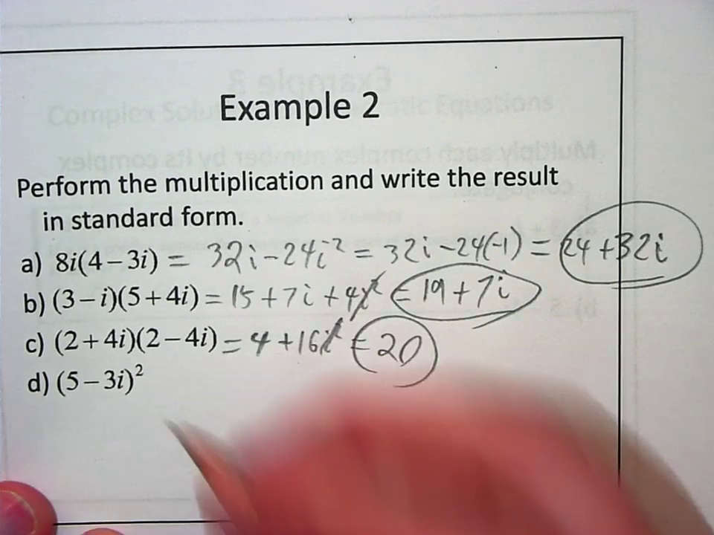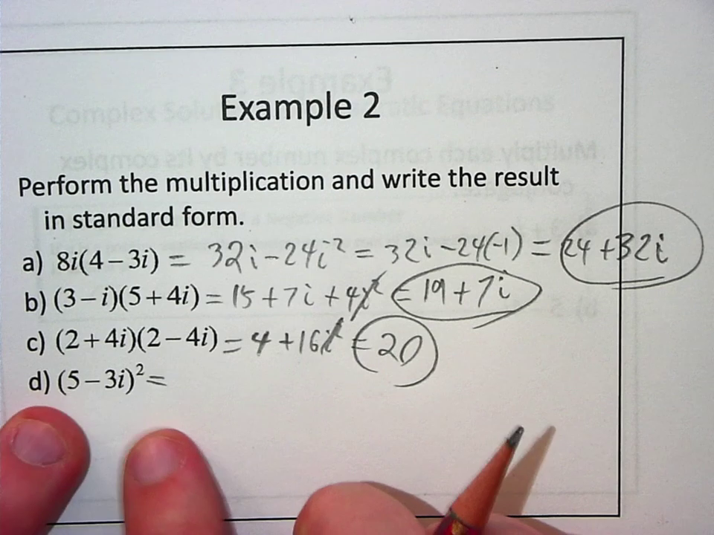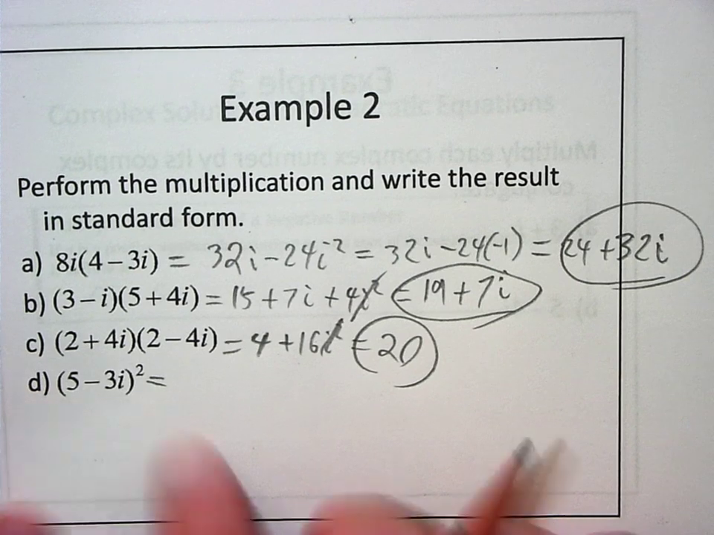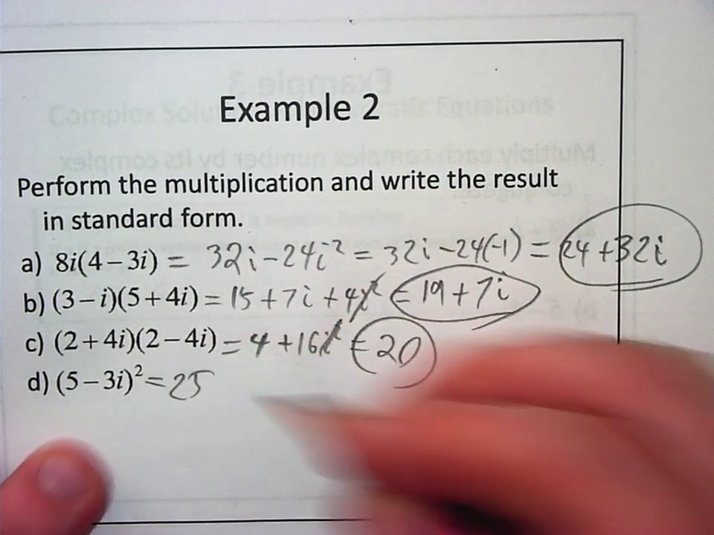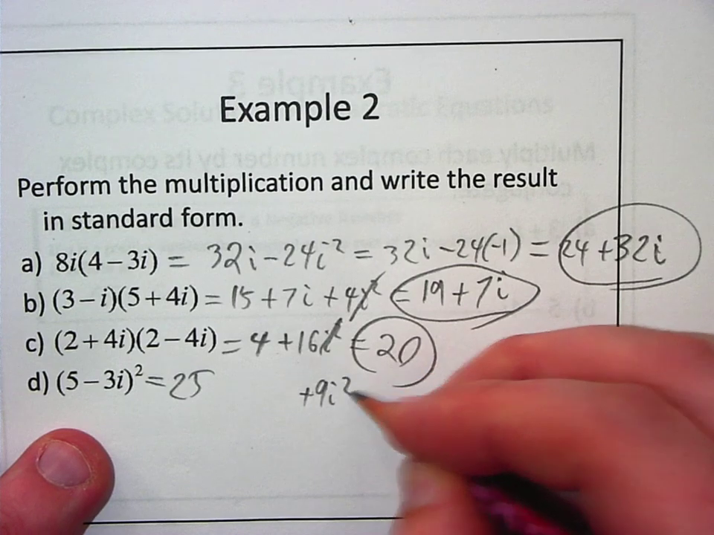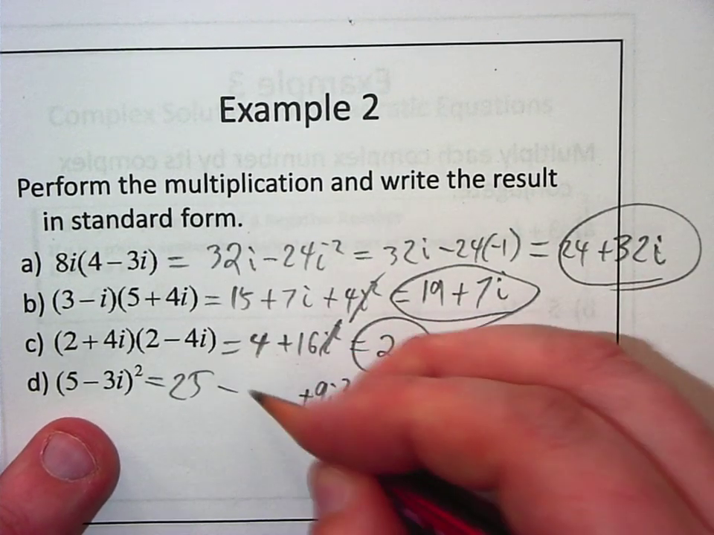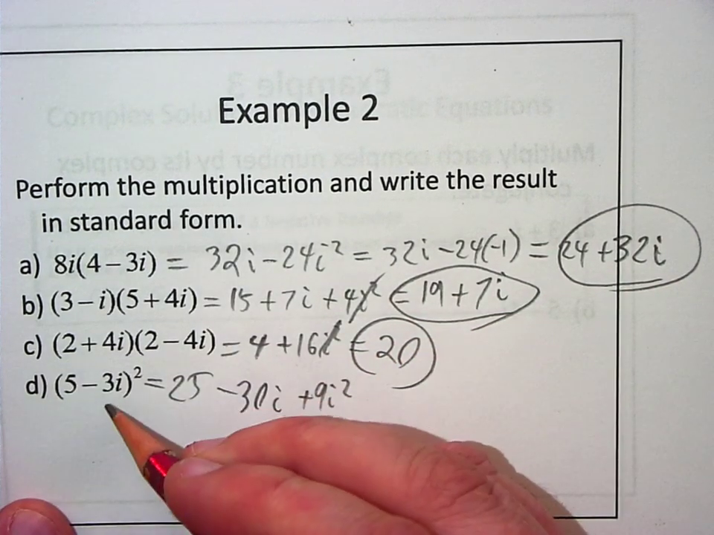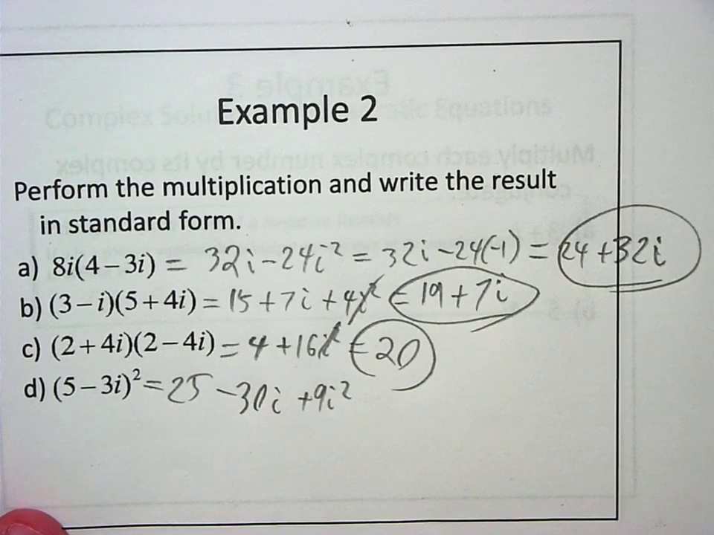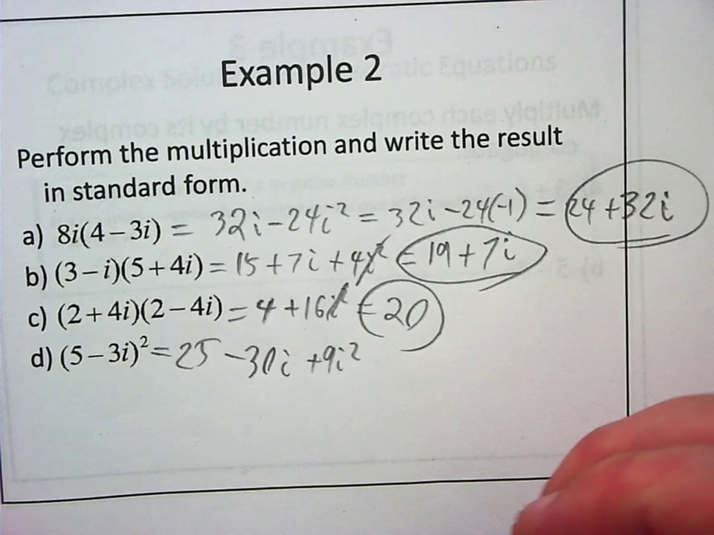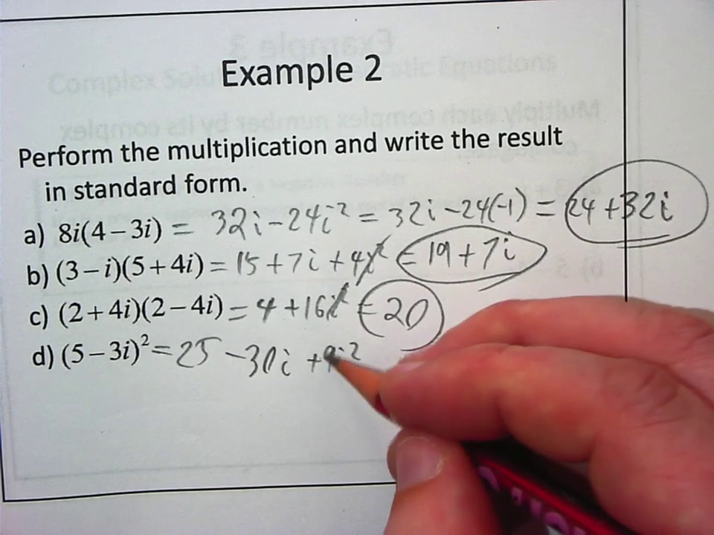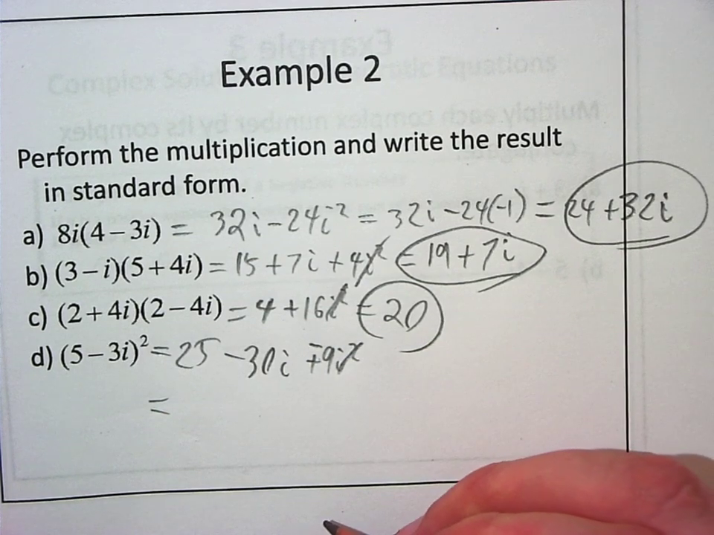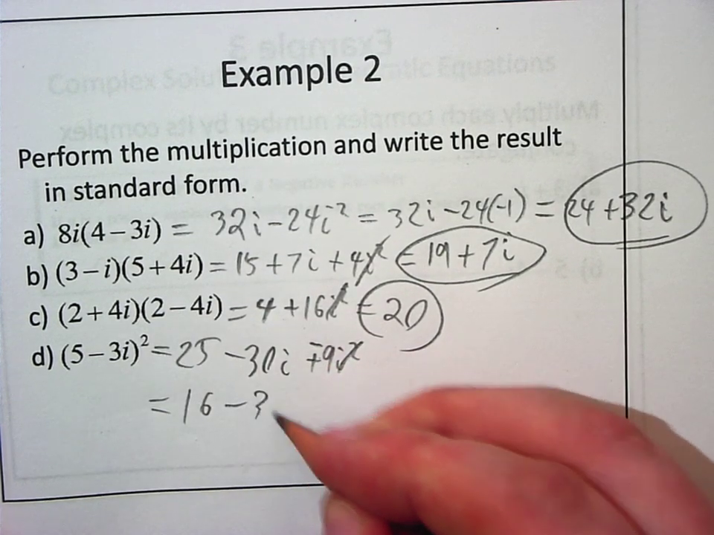And then for these, inevitably I will have students that write this as 25 plus 9i squared. But you have to do what? FOIL. So I do get 25. I do get plus 9i squared, but what's in between there? Negative what? 30i. Negative 15 minus 15 is negative 30. Then what? Yeah, this 9, this i squared becomes negative. So what's the real component? Minus 30i.